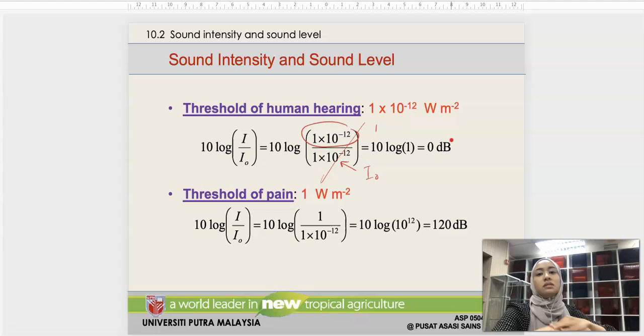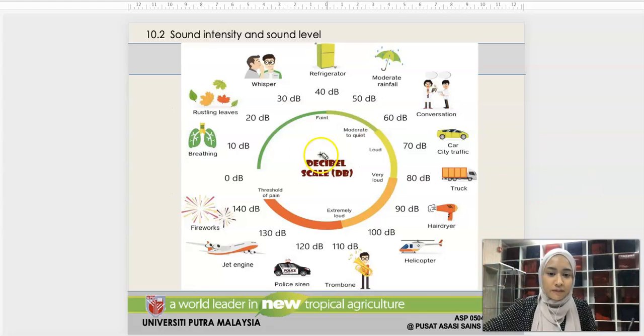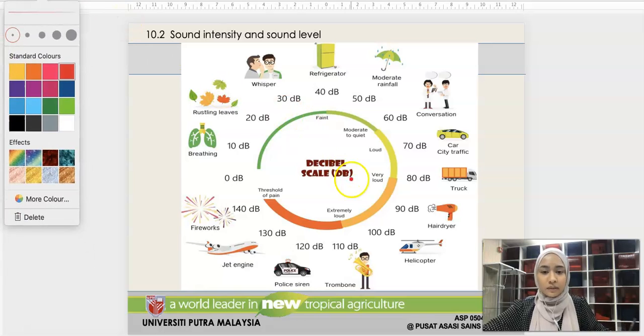You start from the base. This is the threshold of human hearing. You start from 0, and then as you increase your intensity, let's say I is your intensity, 1 over 1 times 10 to the minus 12, you log this whole thing, and then you times it with a 10, you will get 120 dB. Okay, so this is just an infographic of the different decibel sound levels.